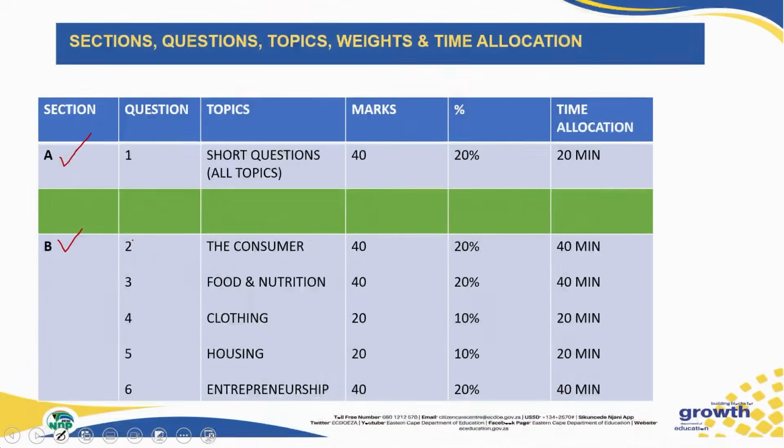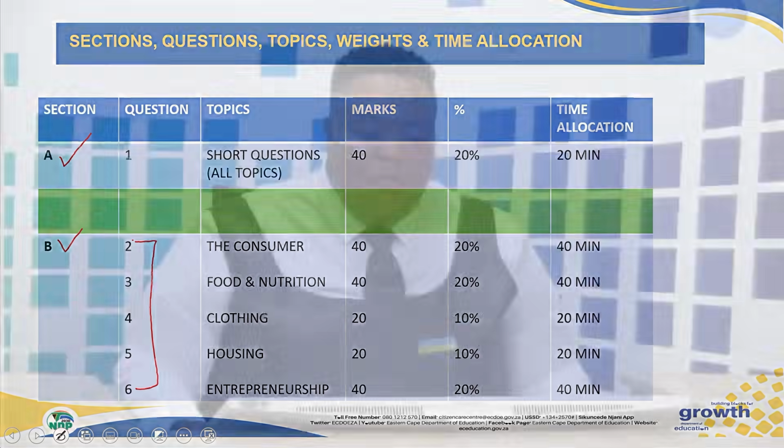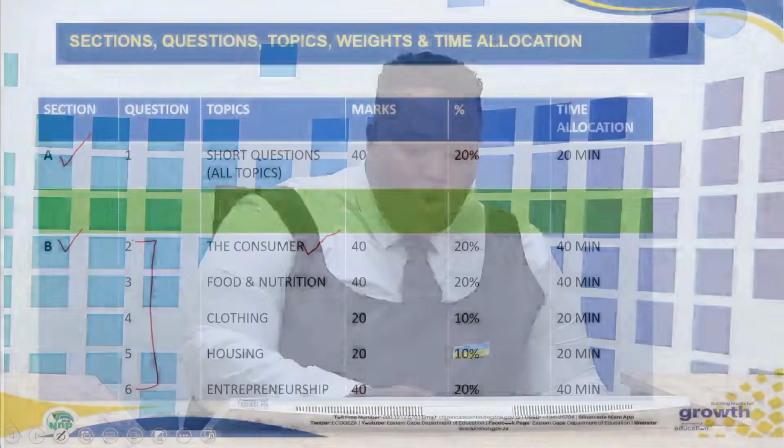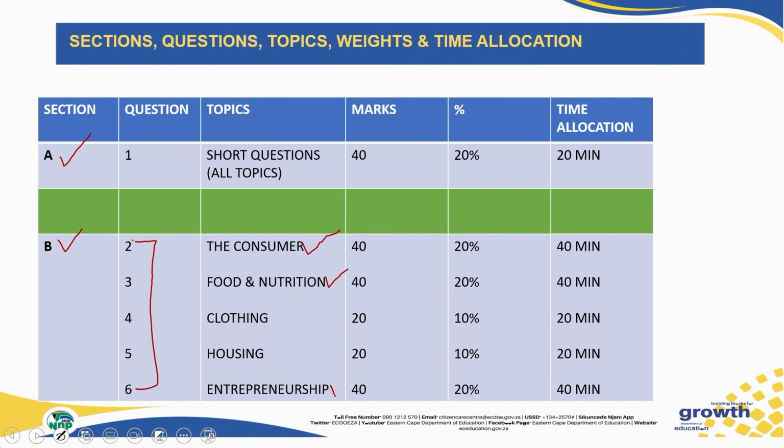The second section, grade 12s, that you will be answering in this question paper is section B. Your section B is going to have 5 questions from question 2 to question 6. 3 of the questions in this section carry a lot of marks, about 40 marks each, which is question 2, question 3, and question 6.